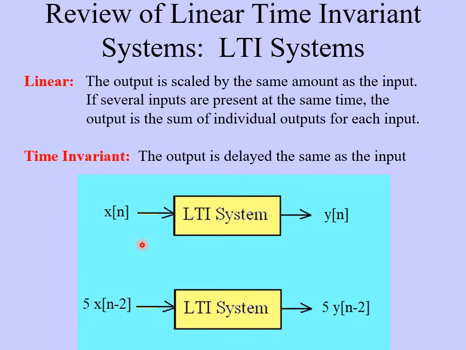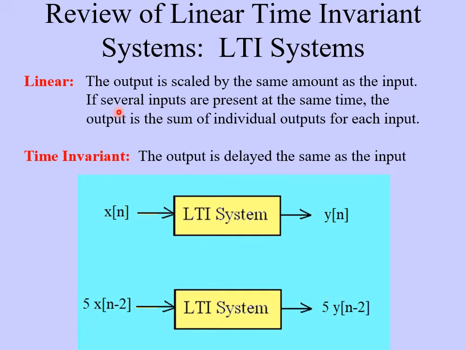To see an example of what I mean, look at this diagram here. This is our standard configuration for a system. We have an input sequence x of n going in, and the system processes that input and spits out an output called y of n. Now, if we were to multiply this input, whatever it is, by, say, a factor of 5 in front, then the output also gets increased by that same factor of 5. This is what we mean by linearity.